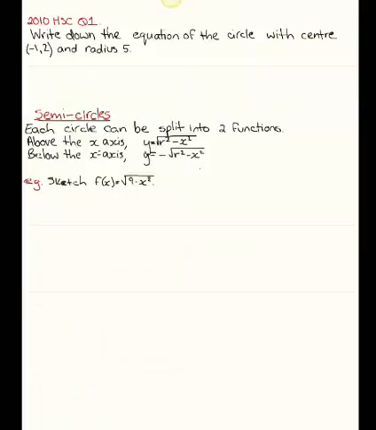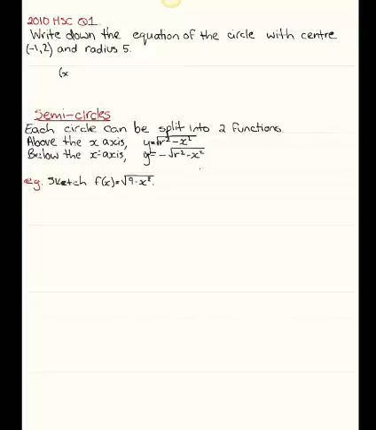Now the 2010 HSC question was: write down the equation of a circle with centre (-1, 2) and a radius of 5. So this is pretty much as easy as it's going to get, guys. You start off knowing that the centre isn't at 0 means that we're going to use the (x minus a) equation.